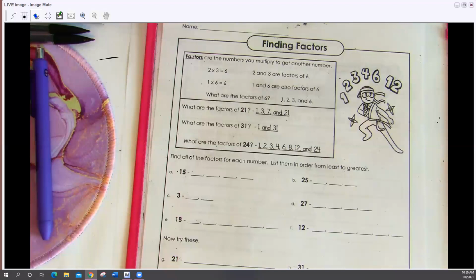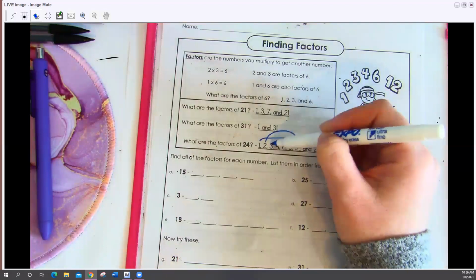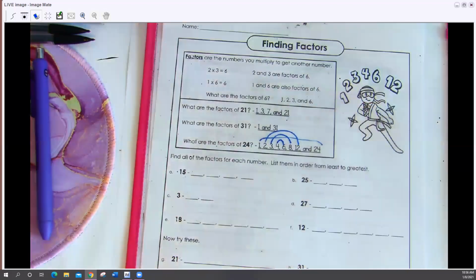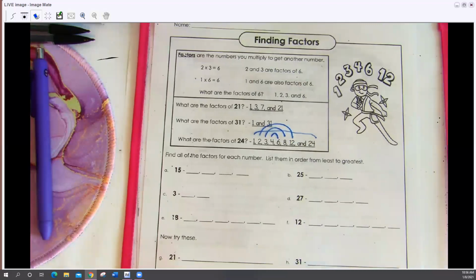So what are the factors of 24? So you have 1, 2, 3, 4, 6, 8, 12, and 24. So it kind of goes like this: 1 times 24, 2 times 12, 3 times 8, and 4 times 6. Okay, so find all the factors for each number, and list them in order from least to greatest. This is what I was saying the other day, how I like to put the numbers in numerical order because it's just easier for my brain to process it that way. And sometimes when you do assignments like this, it tells you to put them in order from least to greatest, which would also be numerical order.